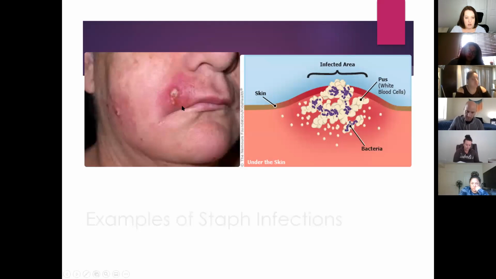So this would be a picture of a staph infection of the skin. Within that pus, in that infected area, you have the staph in clusters, in groups, causing that swelling and that redness. And the white blood cells are rushing to that area to try and fight the bacteria, which causes inflammation.